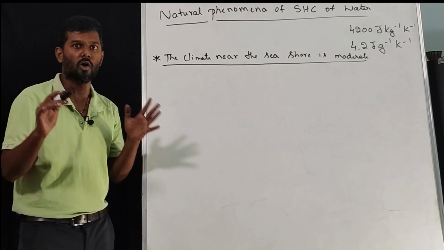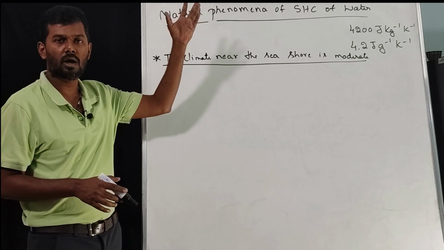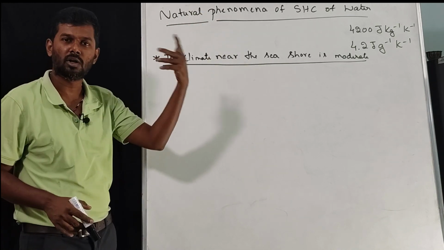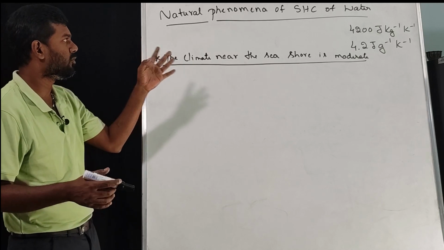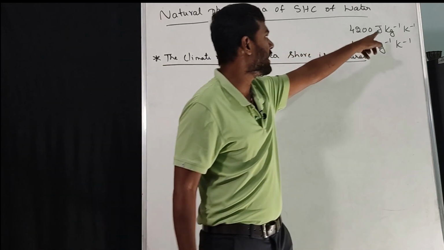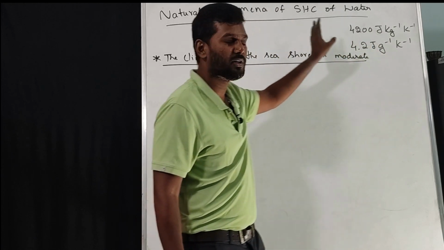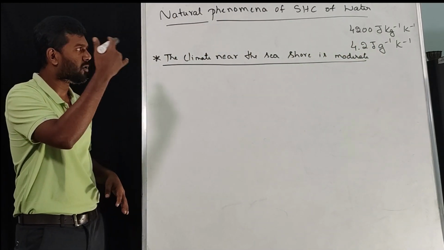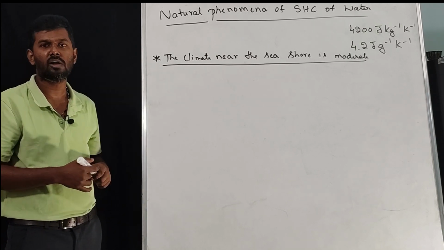Now our final concept: natural phenomena and consequences of the specific heat capacity of water. See, this is the specific heat capacity of water in SI unit and in CGS unit. Just note it, that's it. I want you to keep saying it and storing it in your brain.